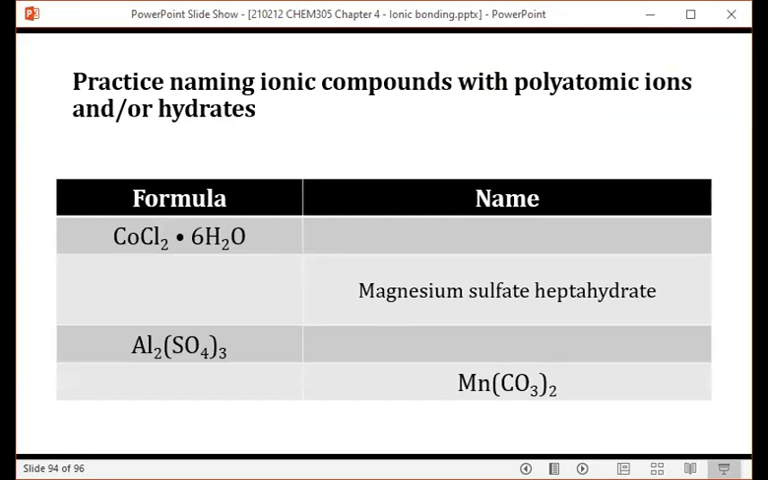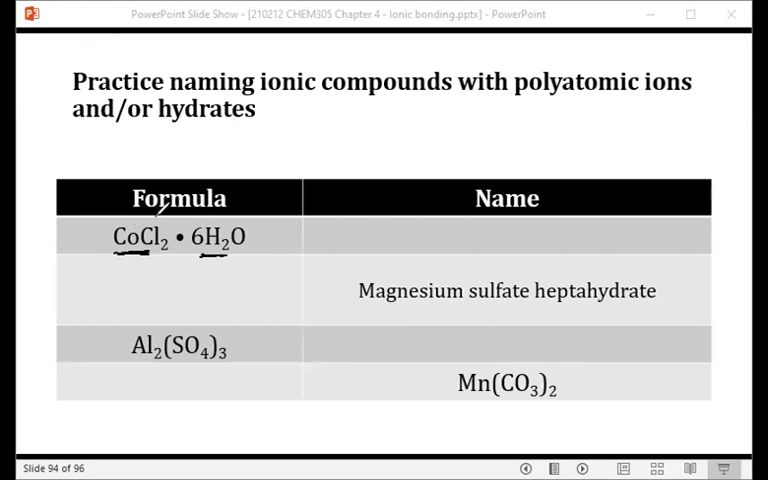So let's do some more practice with polyatomic ions and hydrates and kind of mix everything up here. Okay, our first one, we've got CoCl2 with a big dot, 6H2O. So this is a hydrate. We've got our ionic compound part in the front, our formula unit of the ionic compound, and then we've got our number of water molecules associated with that at the end.